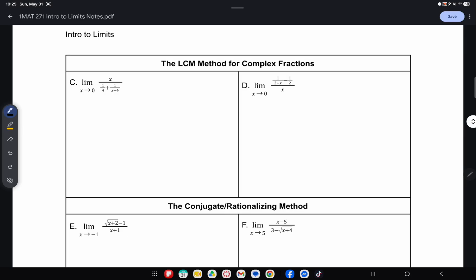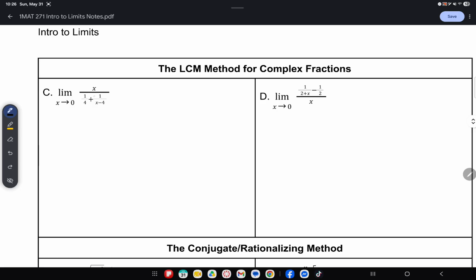Okay, we have some complex fractions in here. So what I like to do with these is rewrite these so that they are in one fraction. So I'm going to look at just this bottom piece here. So 1/4 plus 1 over x minus 4. I want to get that into one fraction.